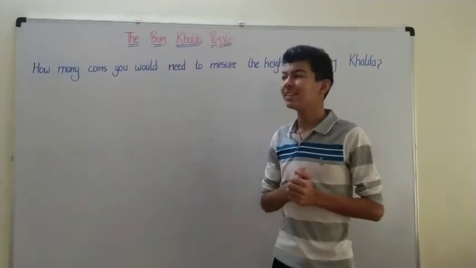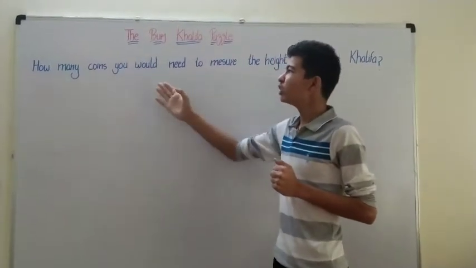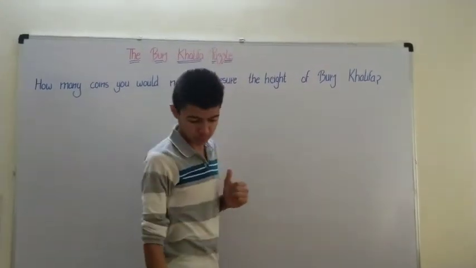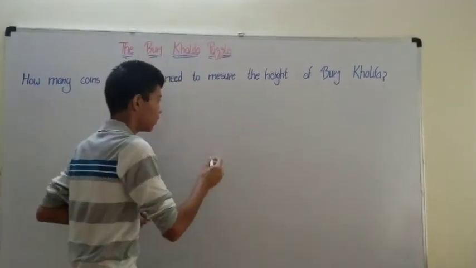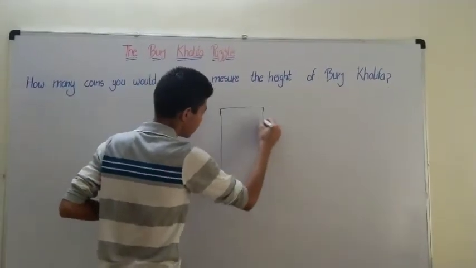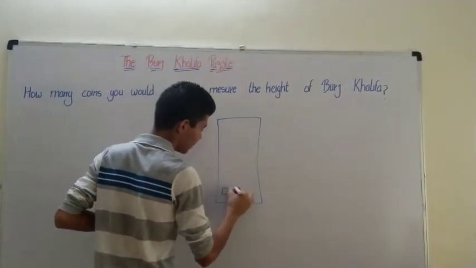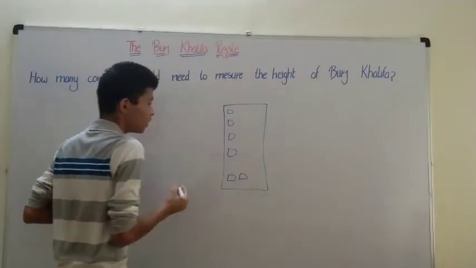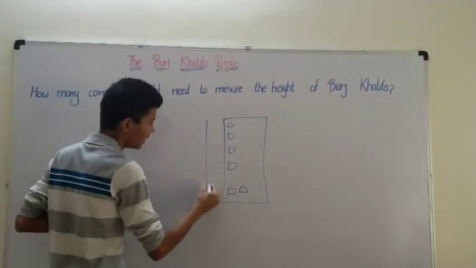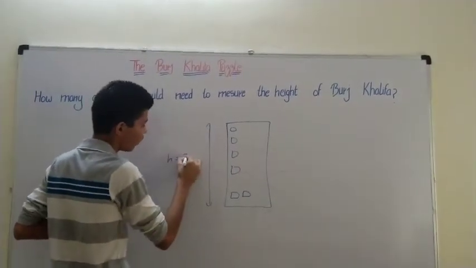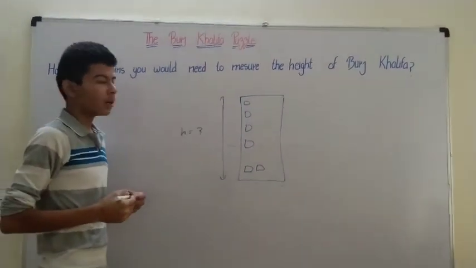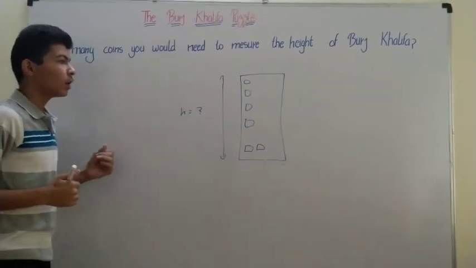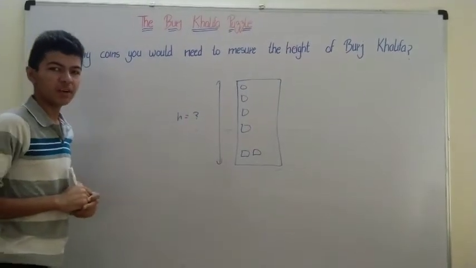So what does this puzzle state? How many coins do you need to measure the height of the Burj Khalifa? There is a tall building, which in this scenario is the Burj Khalifa. Now we have to find its height. The height is unknown. So how many coins will you require to measure the height of the Burj Khalifa?